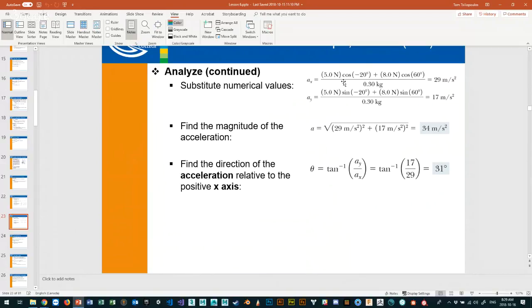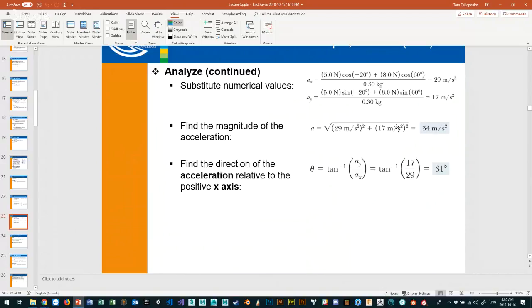Then we sub in the numbers. So we say 5 newtons of force times cos of minus 20 plus 8 newtons times cos of 60, over 0.3 kilograms, is equal to 29 meters per second squared. That is the acceleration across the x-axis. And then we have the acceleration across the y-axis. And to find the total acceleration, we use the Pythagorean theorem, where c squared is equal to a squared plus b squared, to give us the total resultant acceleration, 34 meters per second squared.